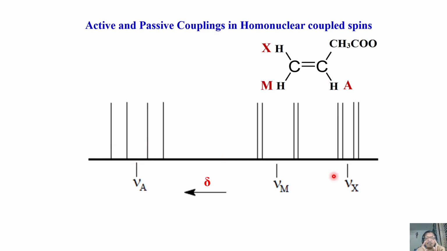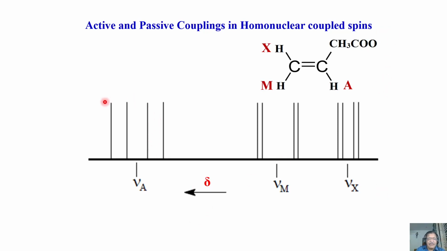That's a plus point. Please understand this important point now. They are not identical, they are all different. As a consequence, this is the spectrum. Now let us analyze it and get all the coupling information from this. Now we can understand what is active and passive coupling by analyzing the spectrum.